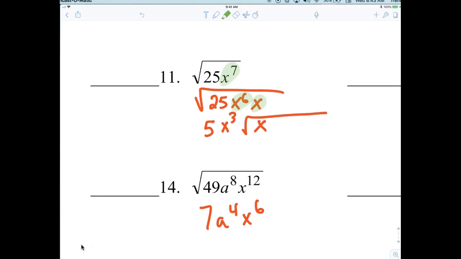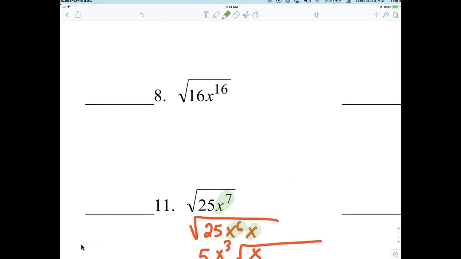And listen, that's eventually where I want you to be. Listen to me now, guys. After you do this enough, you're supposed to just look at number 11 and say, 5x cubed radical x. There's no work in that. None. But some of you are having a hard time with perfect squares. That's just lack of practice. Why isn't there another 5 inside it? What is the square root of 25? 5. Just like the square root of 49 is 7. It's a perfect square.